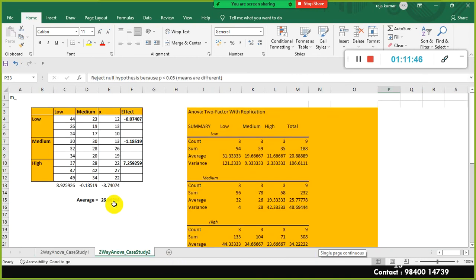Next one is the two-way Anova with replication. Two-way Anova or two-factor with replication. Here also we are going to consider two factors. So just think this is your advertisement, this is price.